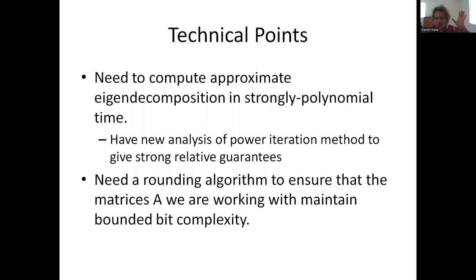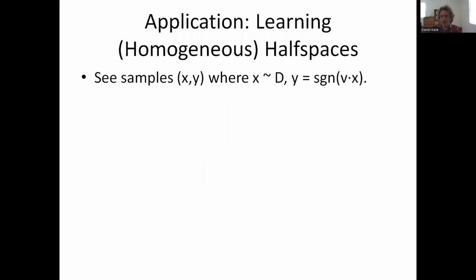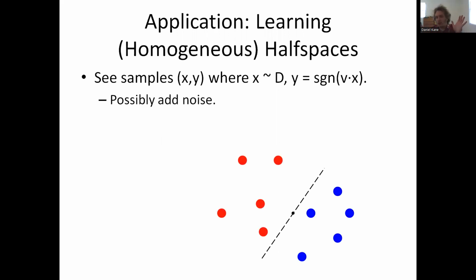Okay, so that's our algorithm. And I'd like to talk to you about one application of that: learning homogeneous half spaces. This is a very basic problem in learning theory. You've got a bunch of samples x, y, where x comes from some distribution D. And the y values you get because there's some unknown hyperplane, v dot x equals 0. Then you paint the things on one side red and the things on the other side blue. And maybe you add some noise.